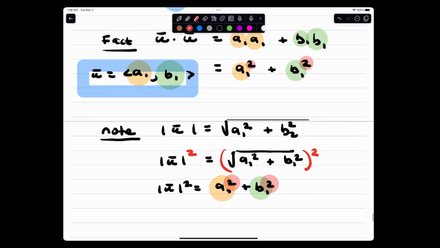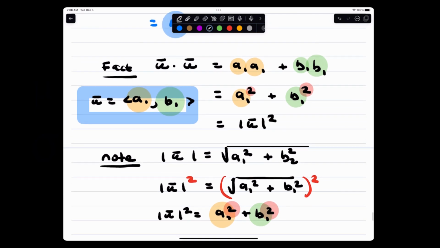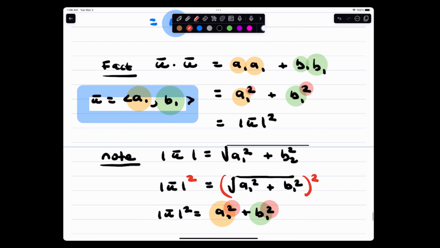So what that property is saying is, this is the same as taking the length, that value of the vector, and just squaring it. So what we're showing here is that u dotted with u is equal to the length of that vector u to the second power. This is kind of like a proof of that.